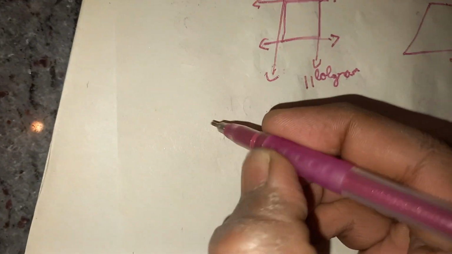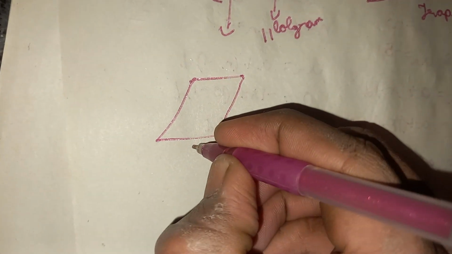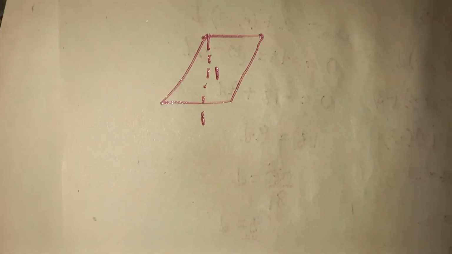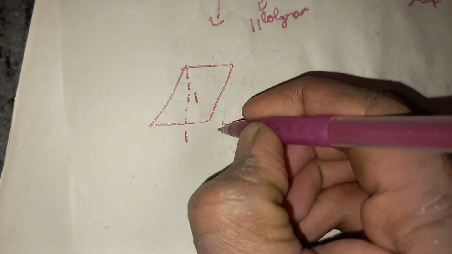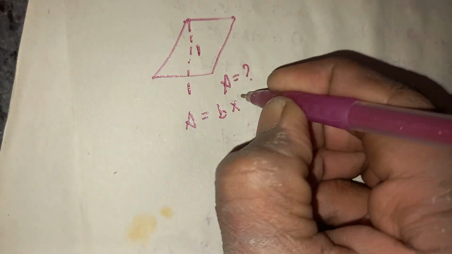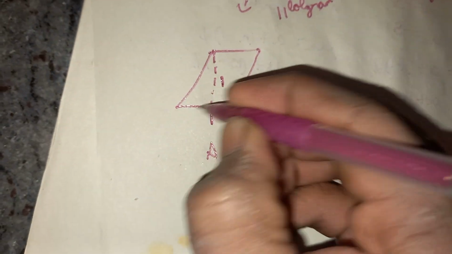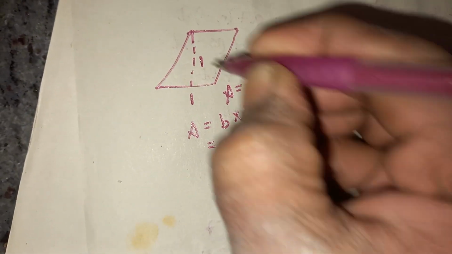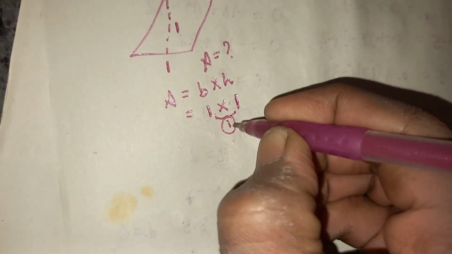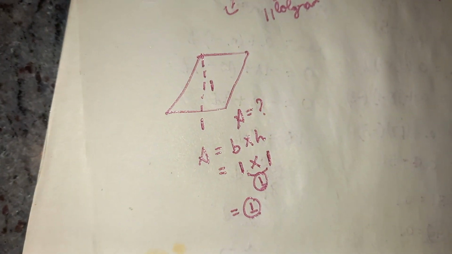Here, if you take a parallelogram, they give it like this, with the base length as 1 unit and the perpendicular height as 1 unit. You need to find the area of the parallelogram. The area of a parallelogram is base times perpendicular height. This is the base, which is 1 unit, times this perpendicular height, which is also 1 unit. 1 times 1 is 1. 1 square unit is the area of this parallelogram.